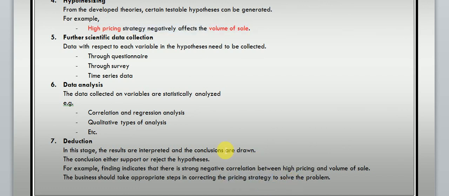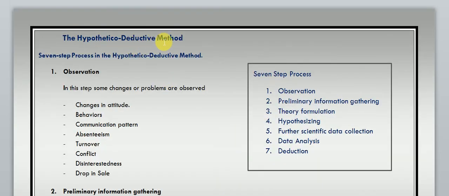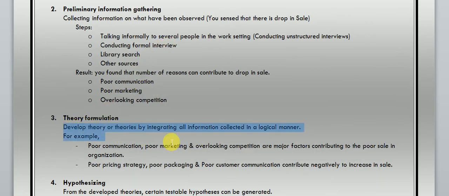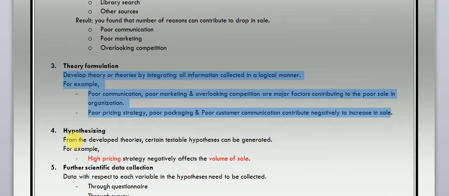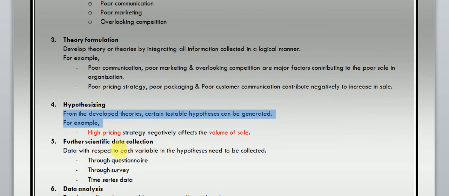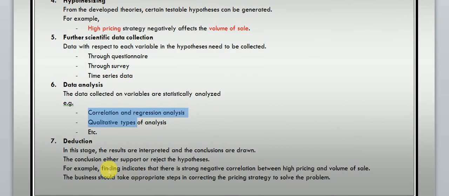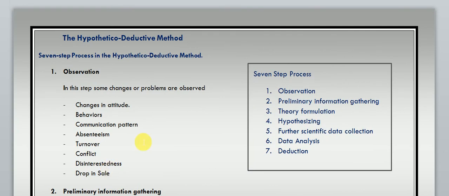So dear students, these were all the 7 steps in the deductive method. I am simply explaining why it is called the deductive method: in the deductive method we develop some theories, and on the basis of these theories we develop hypotheses, and then we collect some data, then we analyze the data, and finally we conclude about the result. I hope you have got it. It was all about these 7 steps.